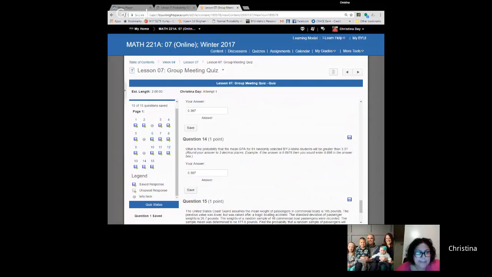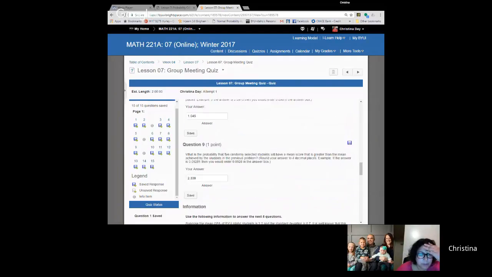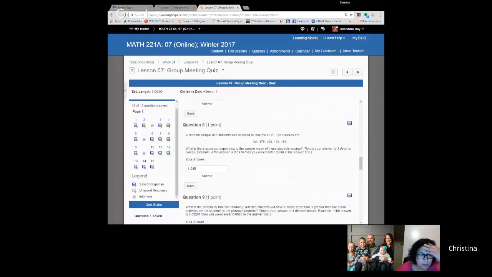So number 8: a random sample of 5 students. Their scores are given. What is the score corresponding to the sample mean of these students' scores? So I'm wondering if on question 8, it's supposed to be.